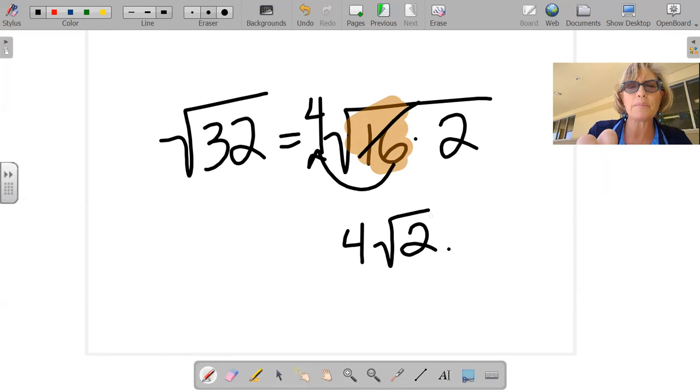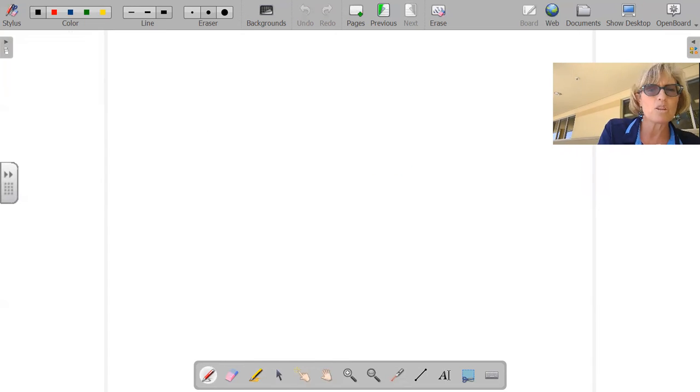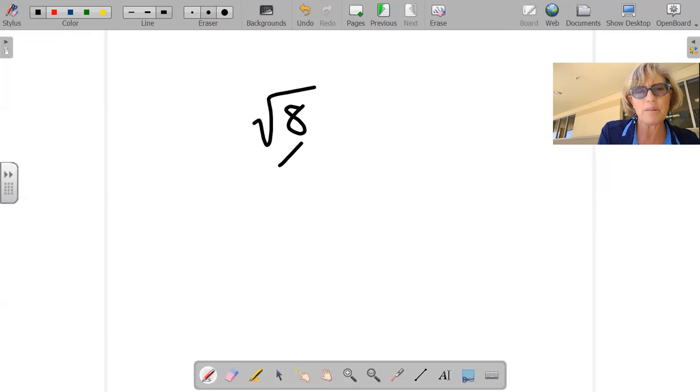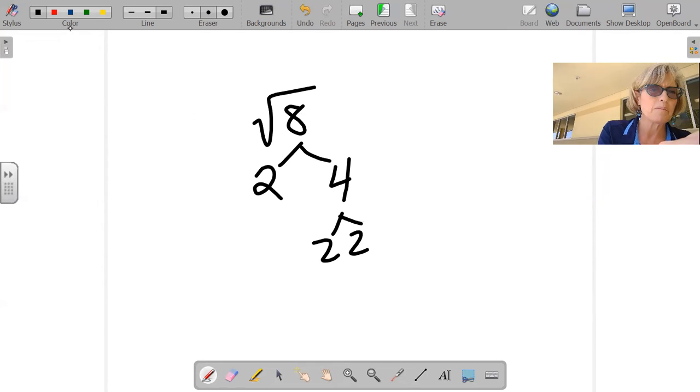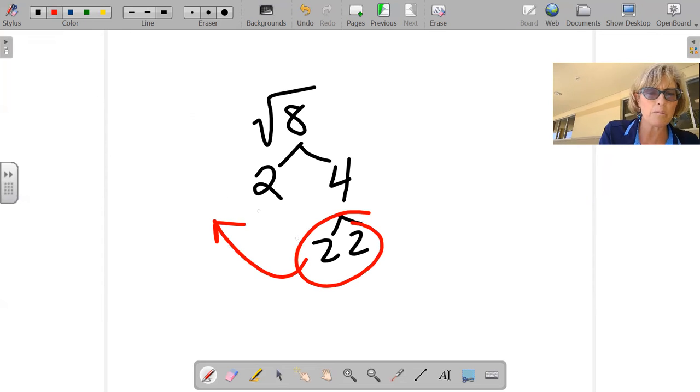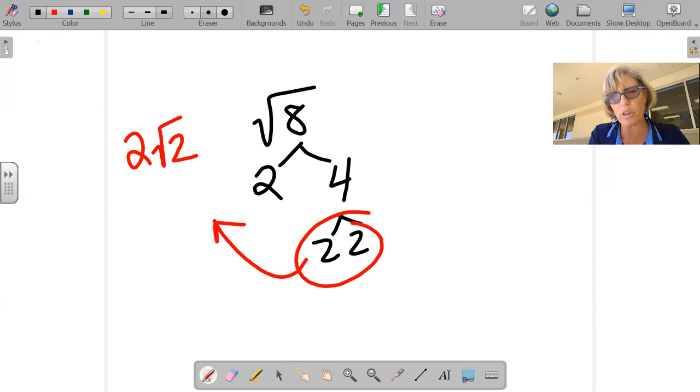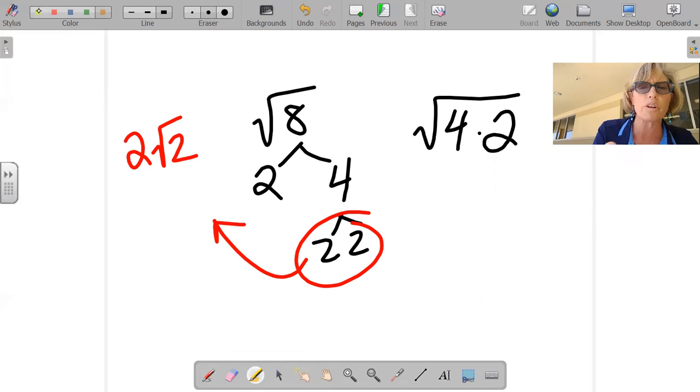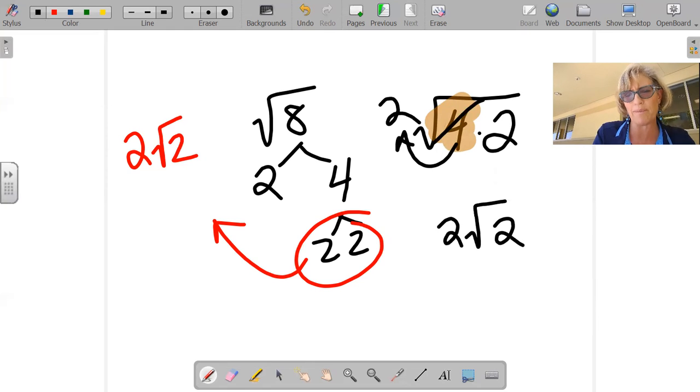The next one, square root of 8. 2 comes out, so I get 2 square root of 2. The perfect square method, that's 4 times 2. I have 1 perfect square here. Therefore, that comes out of the radical and you get 2 root 2.